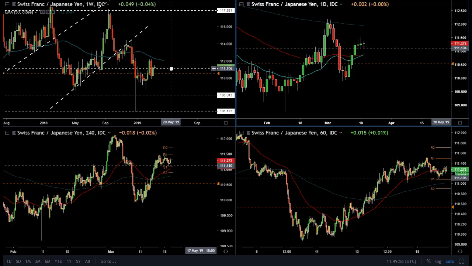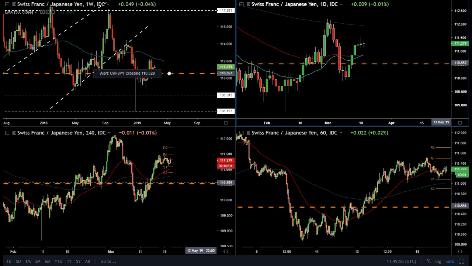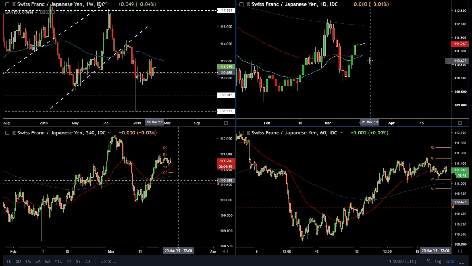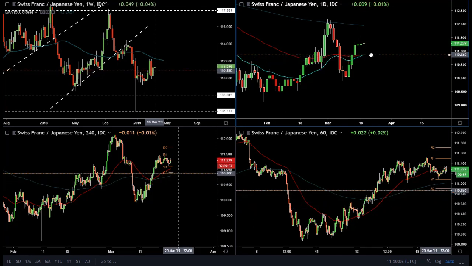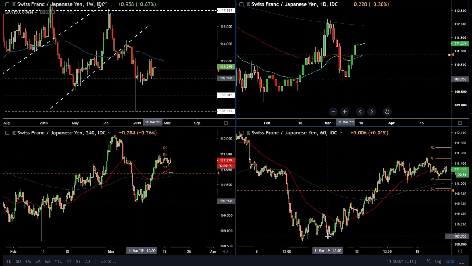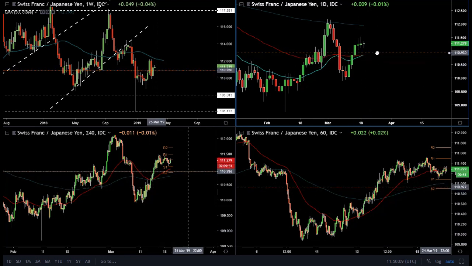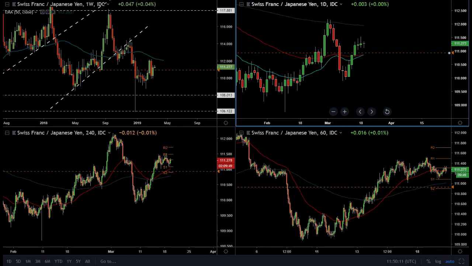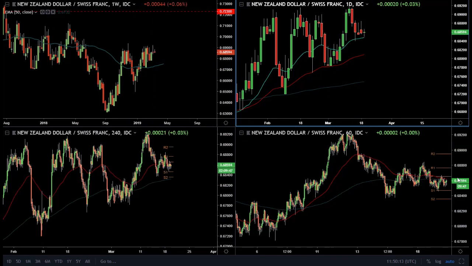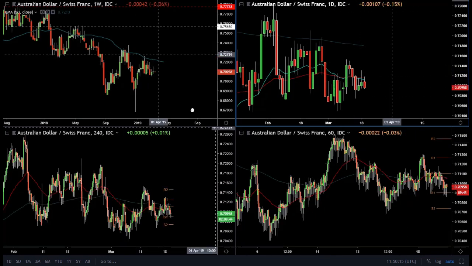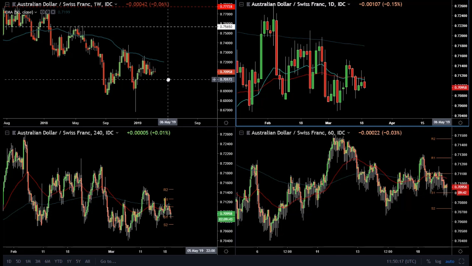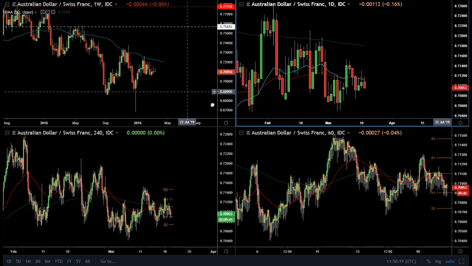So again, on the fence with this one, but I do have an alert there, as you can see, which I can actually move around the 50 EMA now and wait to see if we can actually see a 50 EMA break on this one. New Zealand Swiss, and again, not a lot there. And Aussie Swiss, again, not too much to look forward to.